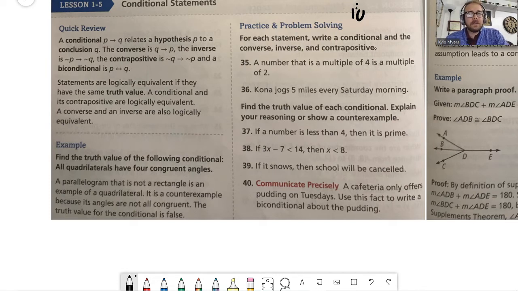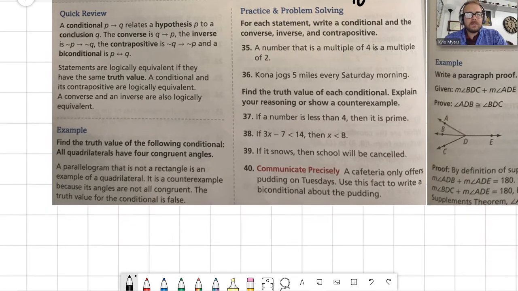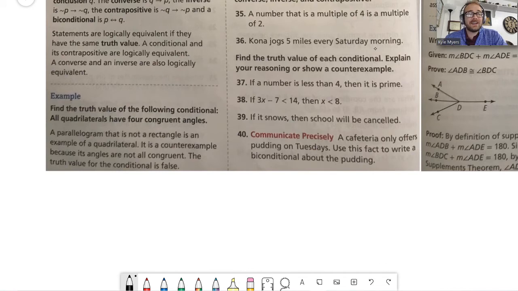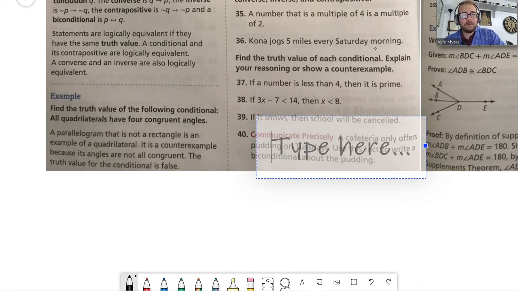So anyways, let's go ahead and get to number 35. For each statement, write a conditional and the converse, inverse, and contrapositive. Okay, so I'm definitely not going to write this out by hand because that would take forever.